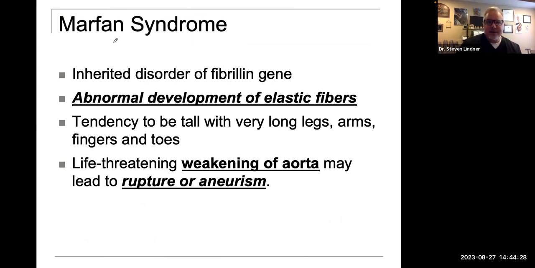There is an inherited disorder when we talk about connective tissue. One's called Marfan Syndrome. This is an inherited disorder of the fibrillin gene. This is when there's abnormal development of this elastic fiber. This is when people grow very, very tall. Their limbs are very long and lanky, long legs, long arms, fingers, and toes. And it could be life-threatening. There's weakening of the aorta or the blood vessels. And when they become weak, it could be life-threatening due to rupturing or an aneurysm. It's not the long bones that become the life-threatening part. It's the weakening of the blood vessels, and should they have an aneurysm.